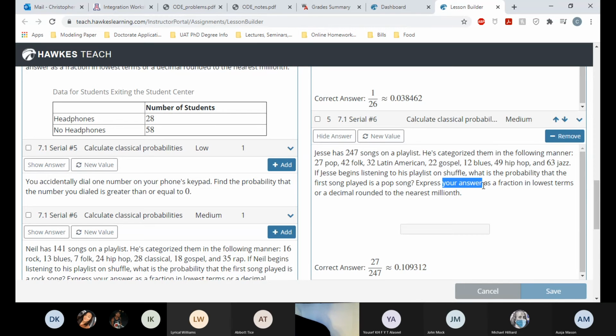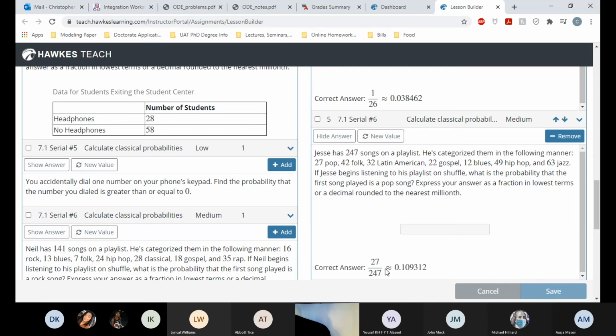Well, it says express your answer as a fraction in lowest terms. So how do I know if 27 over 247 is in lowest terms? Well, that's a good question, and you need different techniques for that. But for one, I know that 27 is just built from a bunch of threes, right? 27 is just 3 times 3 times 3. So does 3 go into 247? And you could divide it in your calculator and find out, no, it doesn't. So this fraction is indeed all the way simplified.